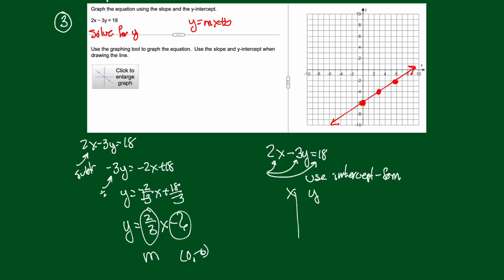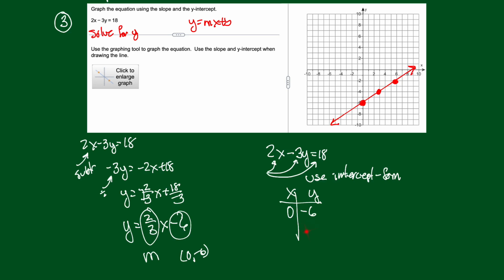I set up a table. I let x equal 0, right? Because when x is 0, that term goes out, and I can do this in my head. -3 into 18 is -6. So there's one point, and that happens to be the y-intercept.